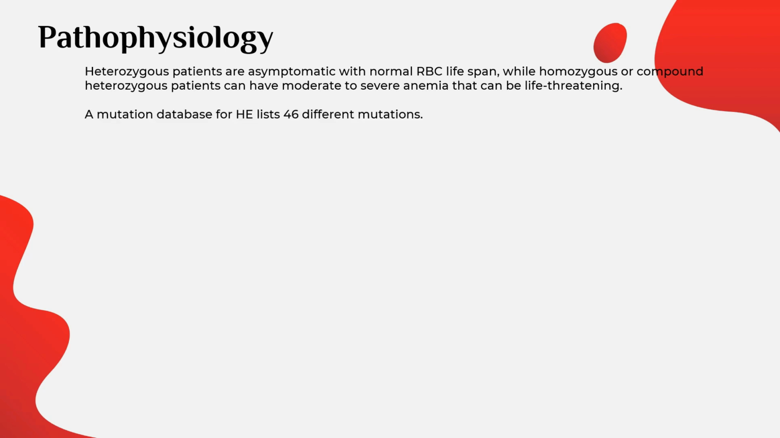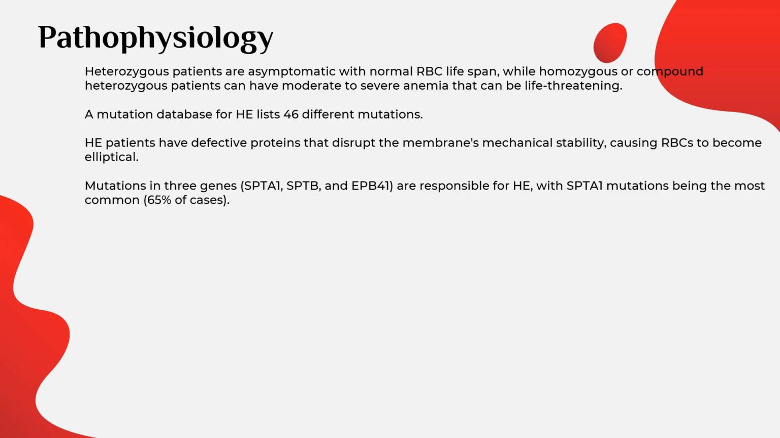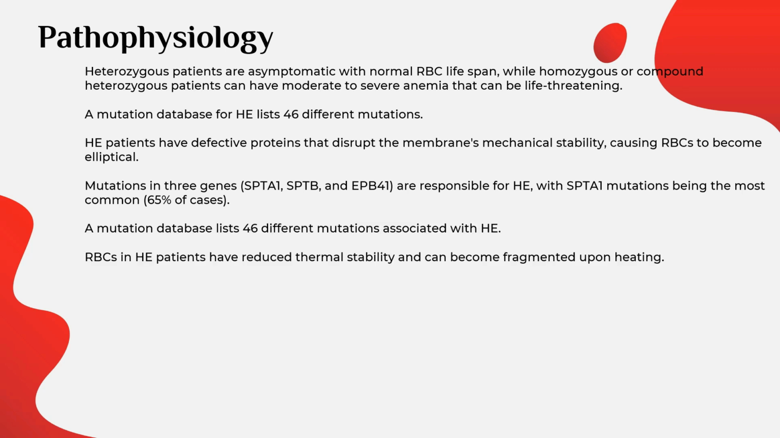A mutation database for hereditary elliptocytosis lists 46 different mutations. Hereditary elliptocytosis patients have defective proteins that disrupt the membrane's mechanical stability, causing RBCs to become elliptical. Mutations in 3 genes, SPTA1, SPTB, and EPB41, are responsible for hereditary elliptocytosis, with SPTA1 mutations being the most common, 65% of cases. RBCs in HE patients have reduced thermal stability and can become fragmented upon heating.